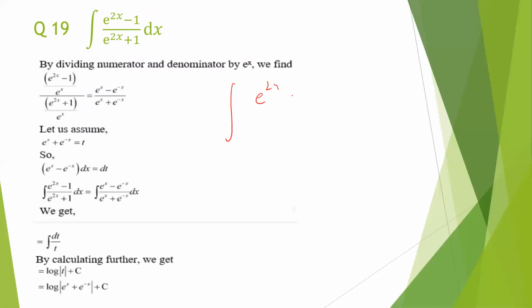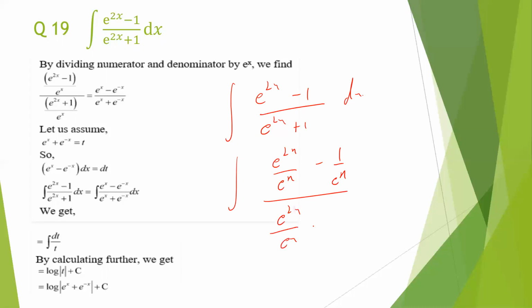Clear. Now it is one of the very special questions. Many times we have to manipulate the function and simplify it in such a way that we are able to use fundamental formulae. Here the trick is to divide numerator and denominator by e power x. It becomes e power 2x plus 1 upon e power x. e power 2x divided by e power x is e power x, and this becomes e power minus x. Similarly, e power x, e power minus x.